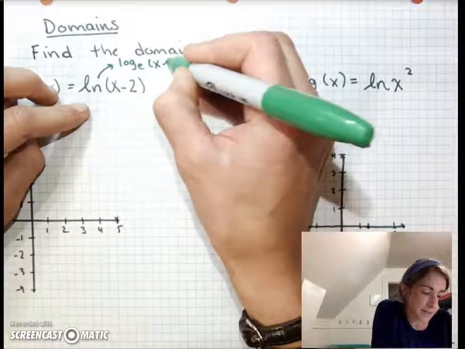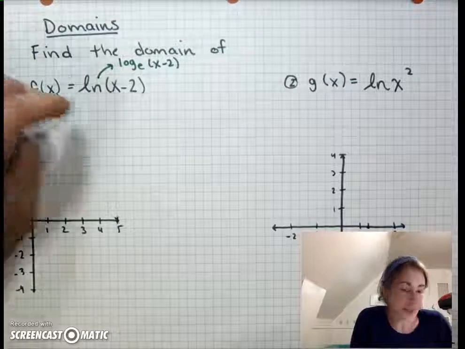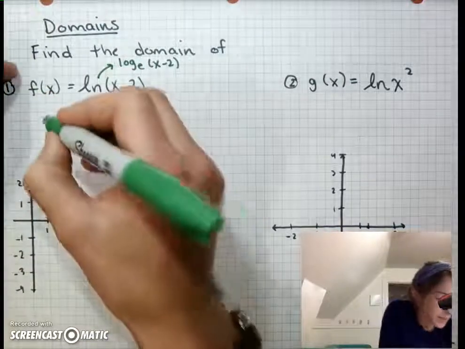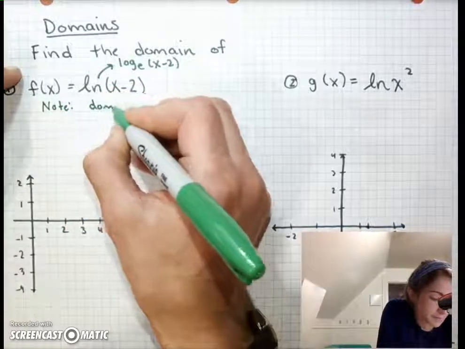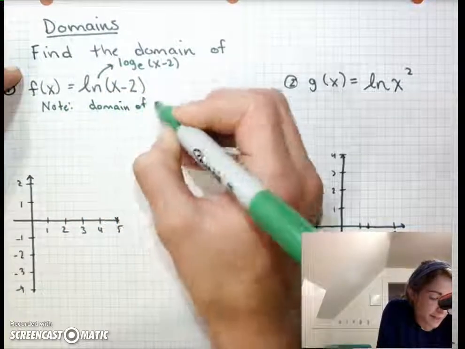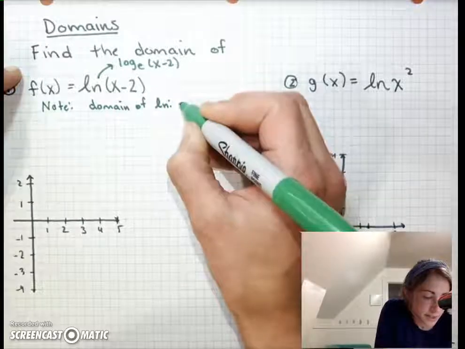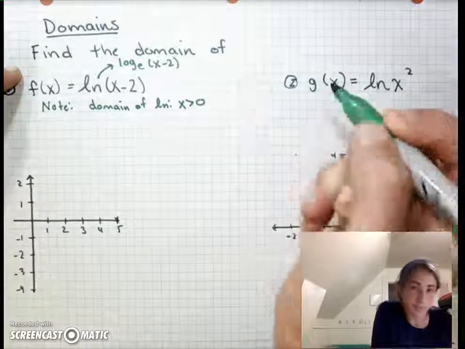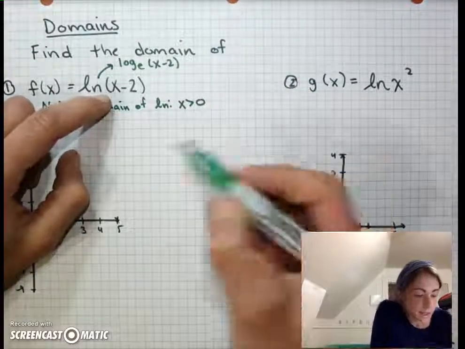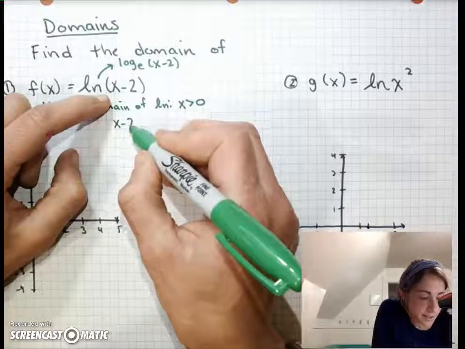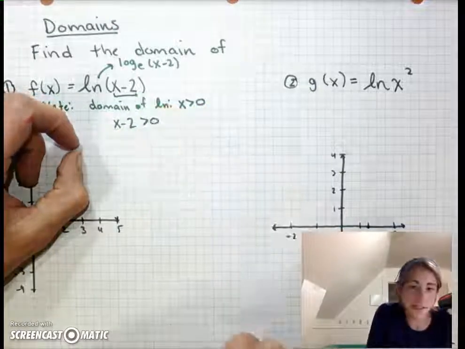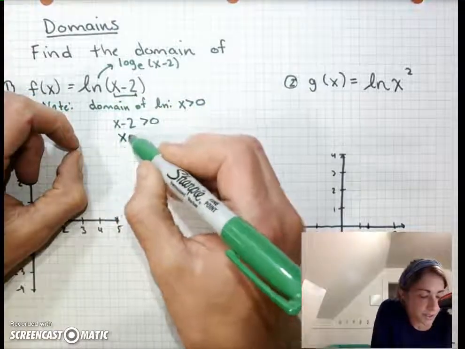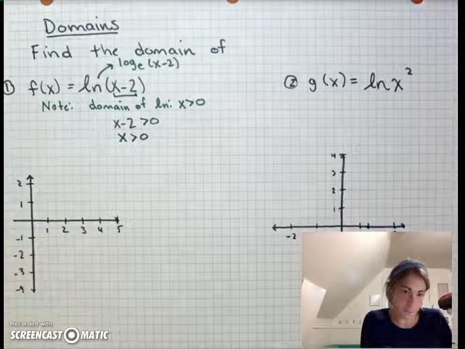So what I'm looking for is my function is log base e of x minus 2. So note that the domain of ln is just all x values greater than 0. So what this tells me is that x minus 2 now has to be greater than 0, because that's what I'm plugging into the ln function. In other words, x must be greater than 2.